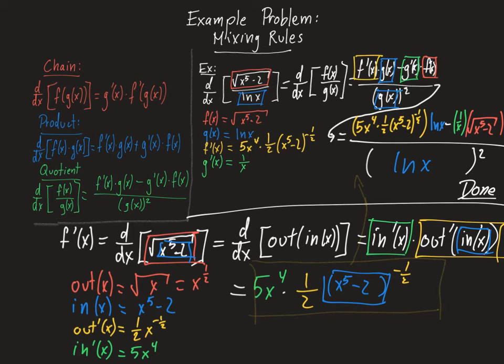Now, of course, to find this f prime of x, we needed to do all the extra work at the bottom, but that's why this problem requires 2 rules, and it needed to be done in 2 parts. Okay.